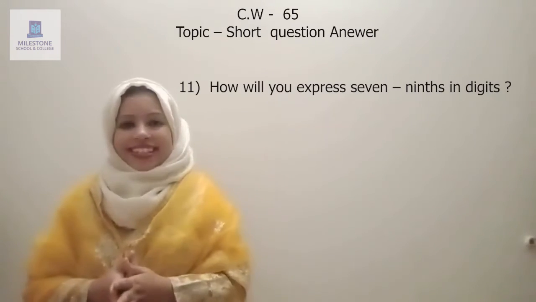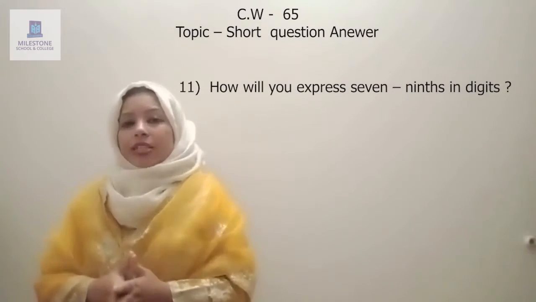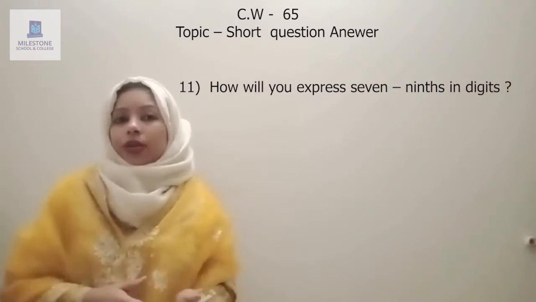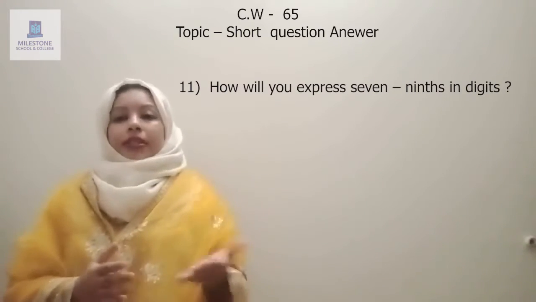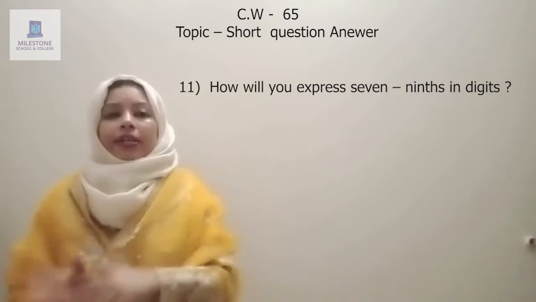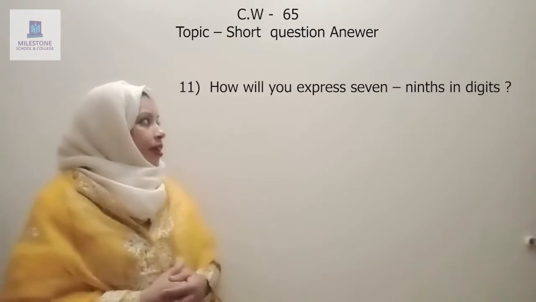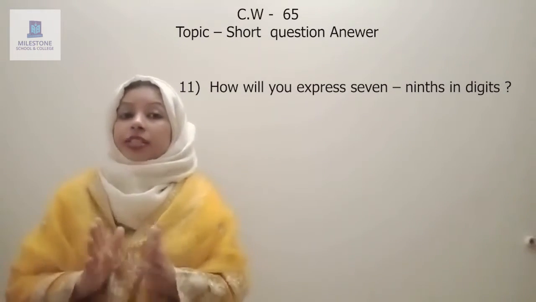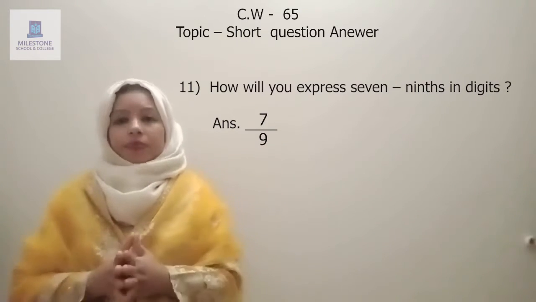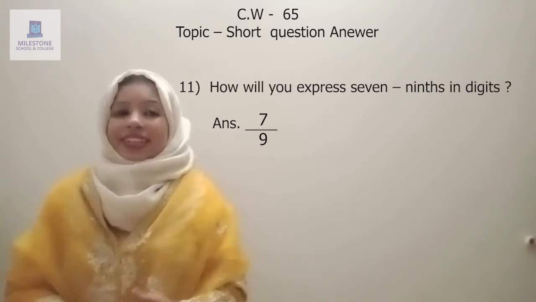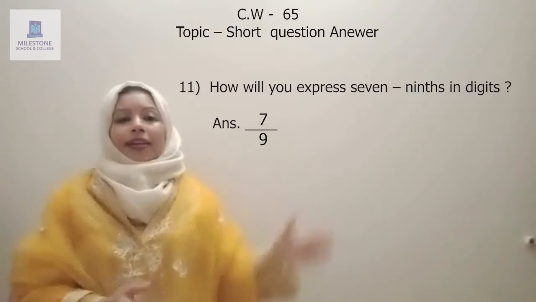So how can I write it? Yes, you know, whenever we write the fraction number as a word, we always write the numerator number, the number above the bar sign, at first. Then we write the denominator's number. So here they have given you 7 nines. So at first we have to write 7 above the fraction bar, and then we have to write 9 as our denominator. Okay, so our answer will be like that, 7 by 9.